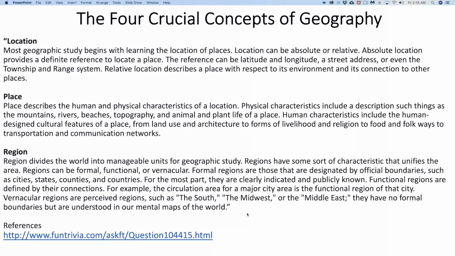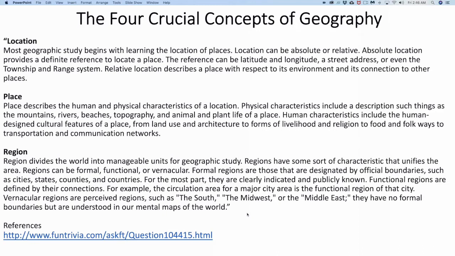Next is the concept of region. Region divides the world into manageable units of geographic study. The reason we have regions is so that we can better organize and therefore remember and later understand different parts of the world. Now, regions come in three varieties: formal, functional, and vernacular. The formal regions are those regions that are defined administratively. Administratively, you find countries, states, counties, provinces, territories. In other words, anything that human beings have defined in an administrative way.